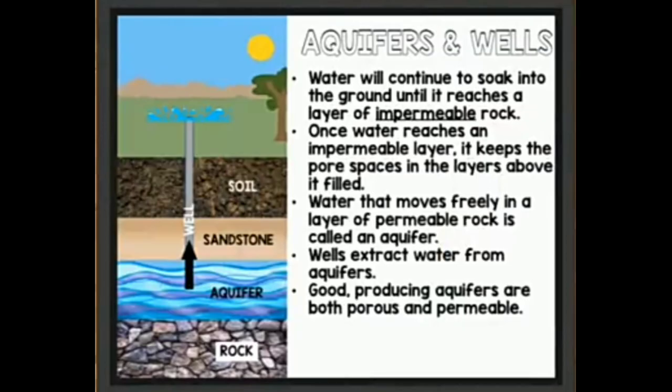Water will continue to soak into the ground until it reaches a layer of impermeable rock. Once water reaches an impermeable layer, it keeps the pore spaces in the layers above it filled. Water that moves freely in a layer of permeable rock is called an aquifer. Wells extract water from aquifers. Good aquifers are both porous and permeable.